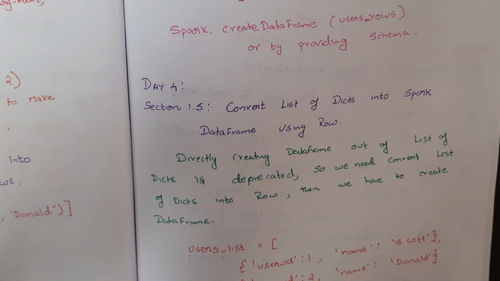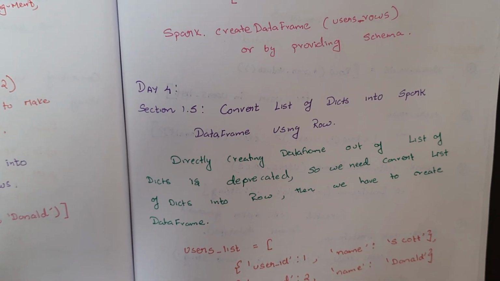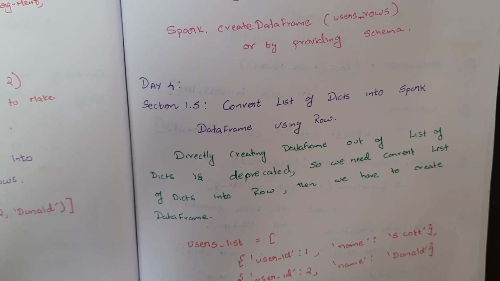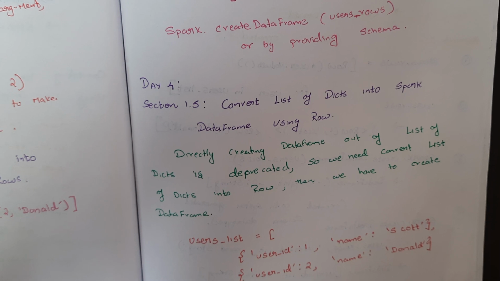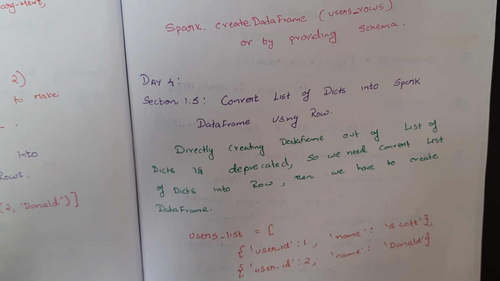Today we are in day 4 and session 1.5. Convert the list of dicts into the Spark data frame using Rows. In previous videos we have seen how to convert the list of tuples and list of lists into the Spark data frame using Rows. If you have not seen that video, please see the previous videos.